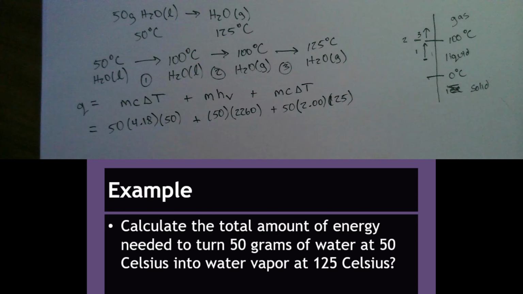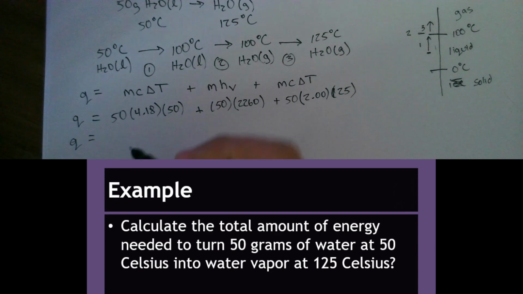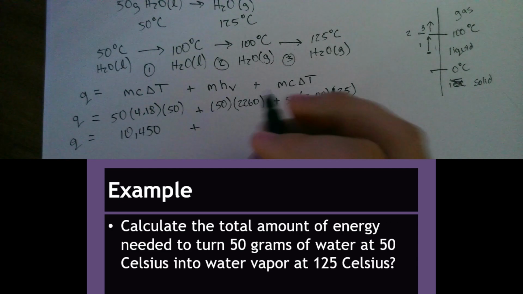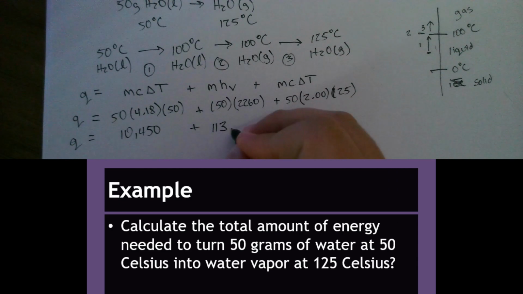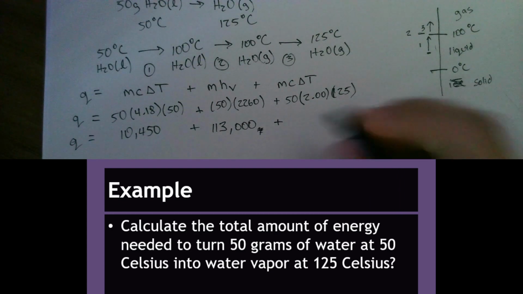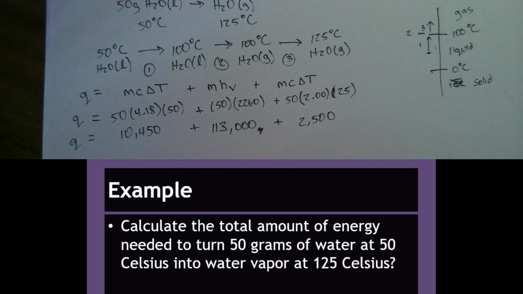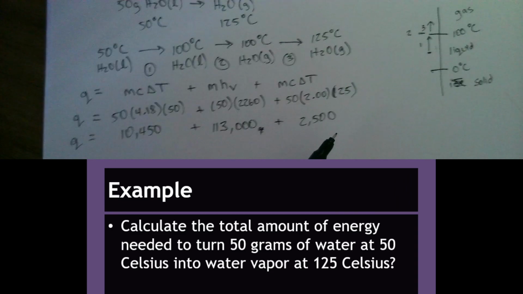I have all my things plugged in. I'm going to multiply them all together and find Q by adding them all up together. First term, 10,450. Second term, 113,000. And then last term, 2,500. One of these is much larger than the other two. This middle term, it actually takes a lot more heat to boil water than it does to raise or lower its temperature. Pretty significantly so, I'd say as well.